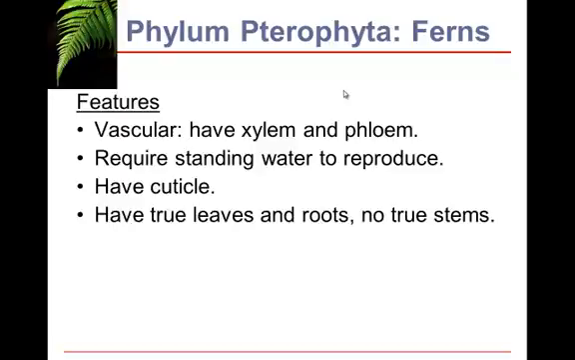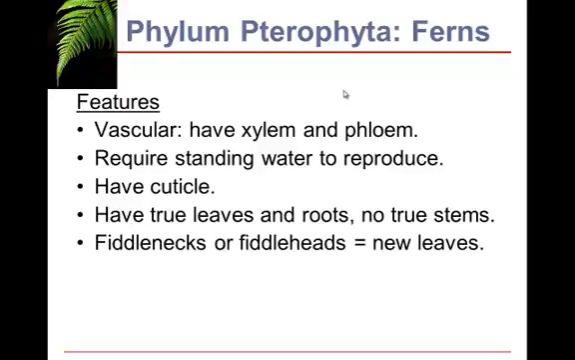Recall that the mosses and liverworts didn't have any true plant organs, and the ferns have true leaves and true roots. And although they have a stem-like structure, it's not considered to be a true stem by the technical criteria that botanists use. We have a particular term for the formation of new leaves in the ferns. We call these fiddleheads or fiddlenecks.